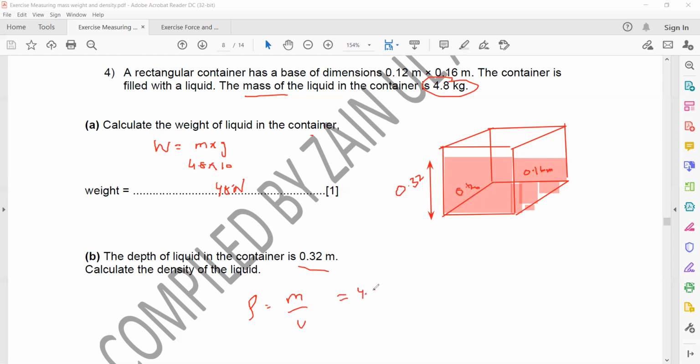But how to get the volume? The volume is length, width and height in a rectangle. So we have the length, which is 0.12, multiplied by width, which is 0.16, multiplied by height, that is 0.32. So what is the answer? 4.8 divided by the product of 0.12 into 0.16 into 0.32. The final answer for the density. Question 4 part B.